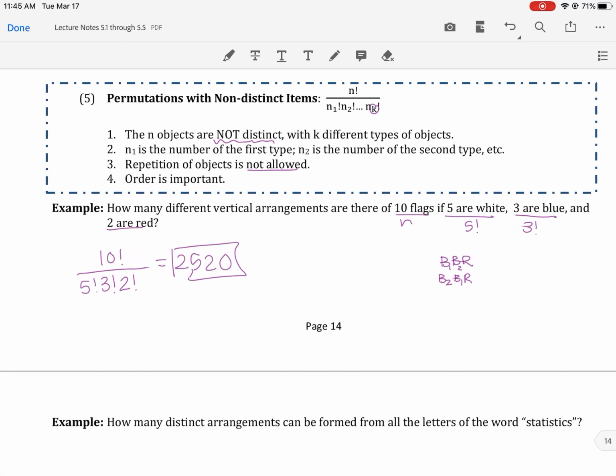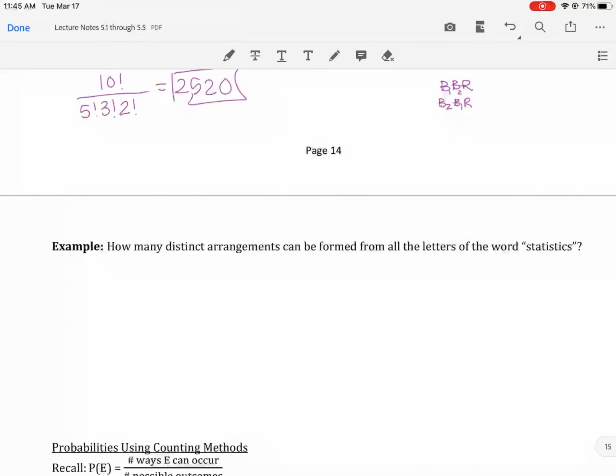Okay, let's look at the next one. How many distinct arrangements can be formed from the letters of statistics? I would go through and ask, okay, how many letters are there? As you count it up, you will realize that there are 10 letters. So once again, n equals 10.